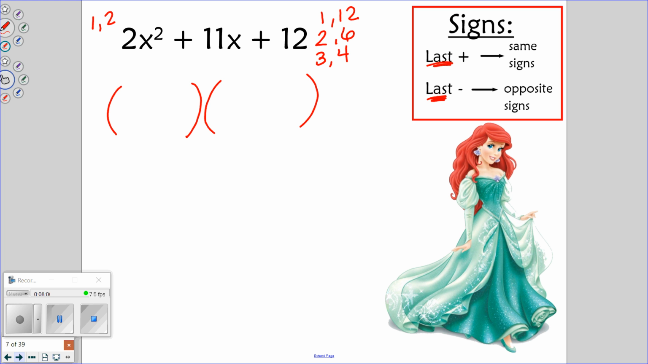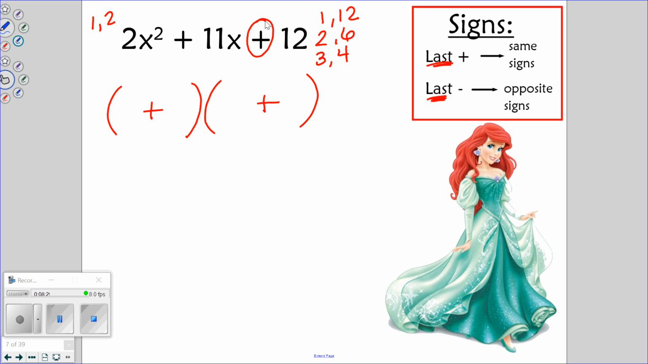Let's talk signs. Before I plug numbers in and start guessing and checking, you have to know what your signs are. So we always look at the last one. My last term is positive. So what are my signs? They're going to be the same, right? If your last one's positive, they're the same, meaning they're either both plus or both minus. What do you think? They're both plus. That one tells me they're both plus. So we're going to fill in our plus signs.